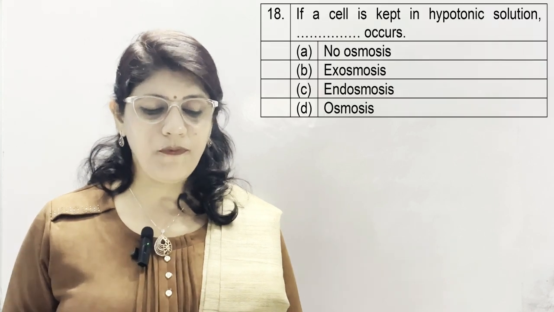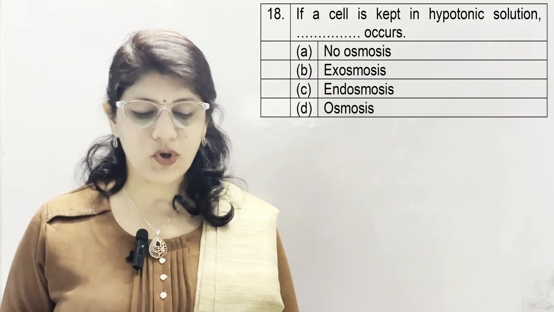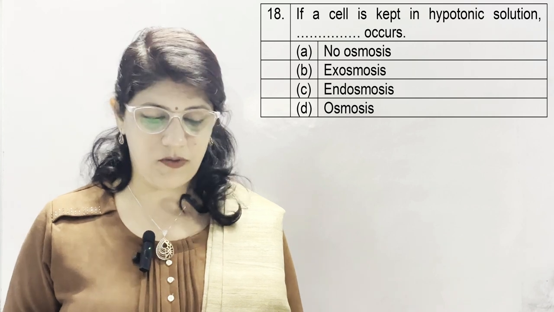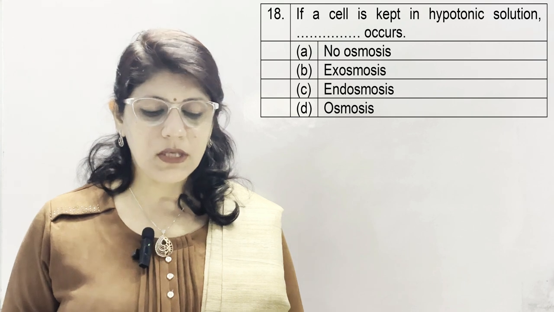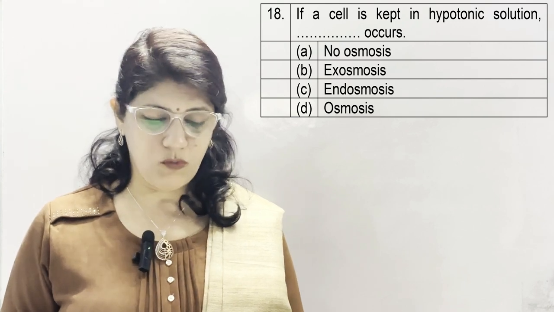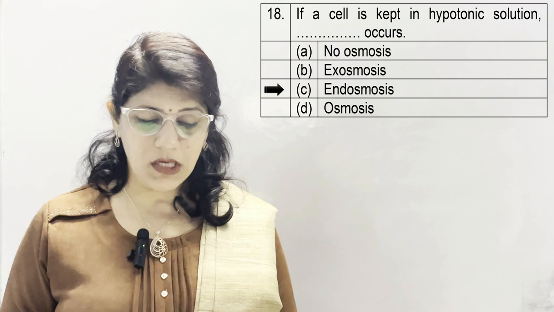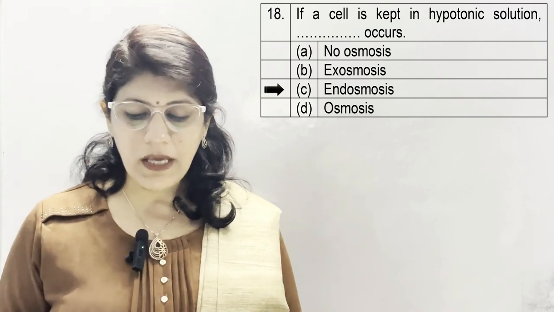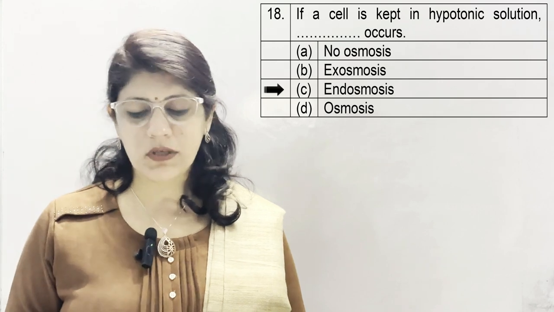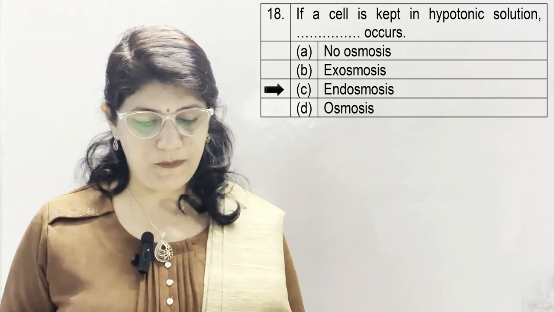The 18th question is, if a cell is kept in hypotonic solution, dash occurs. A, no osmosis; B, exosmosis; C, endosmosis; and D, osmosis. The correct option is C, endosmosis, because the plant cell gains water, endosmosis occurs, and it becomes turgid.